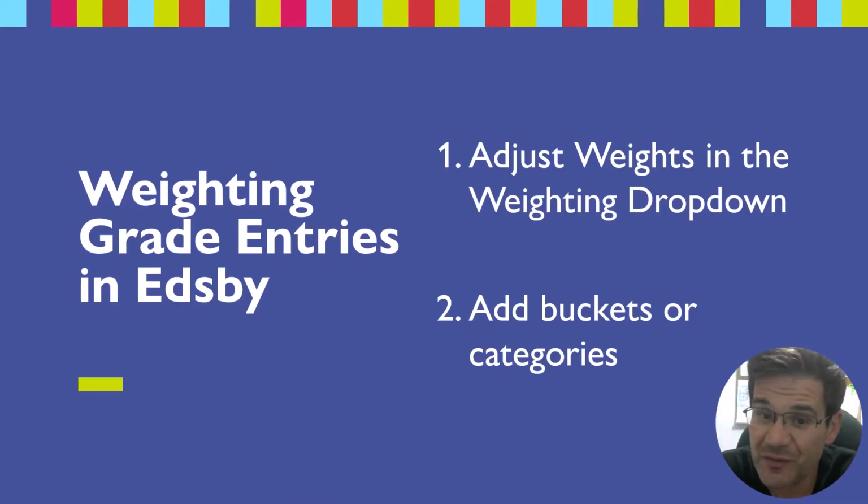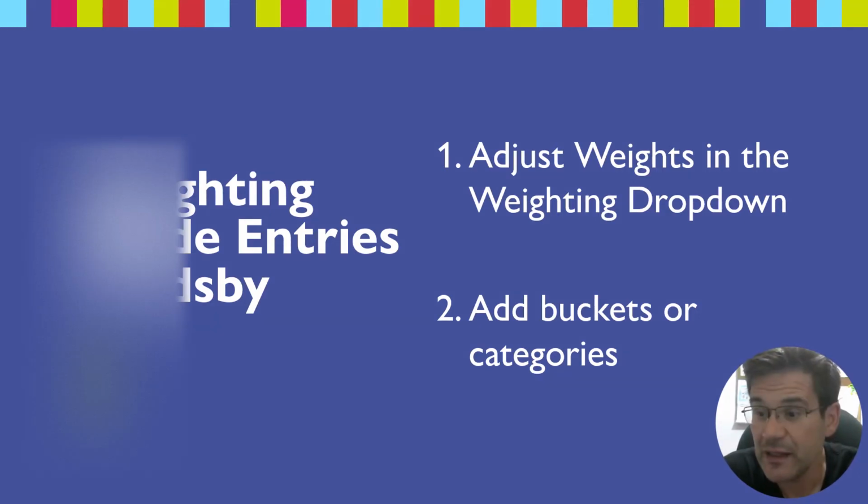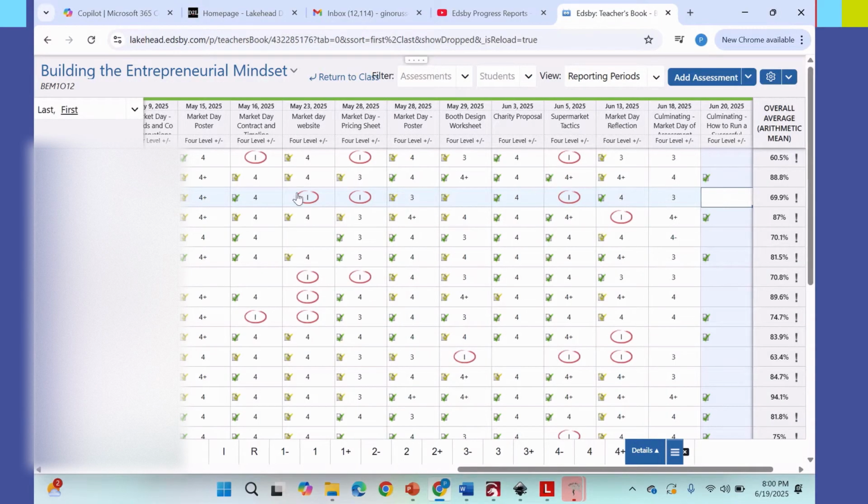So we're going to cover weighting in two ways. First, we can just adjust it right in the drop down, and that's probably the easiest way. We can modify our marks on the fly in one field to make sure they adjust to what we want. And then afterwards, I'll show you how to make buckets or categories, which is a little bit more complex method, but it works.